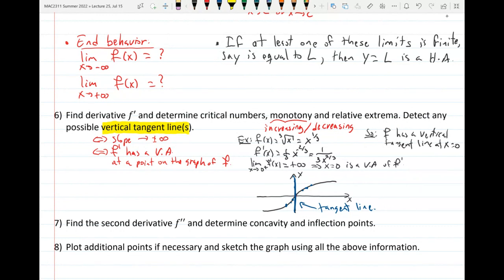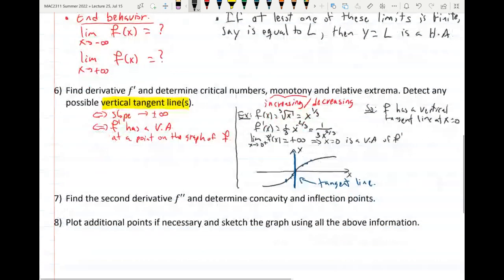All right. So we'll do an example today in which we'll have a function that has a vertical tangent line. That's why I wanted to pause here and give you this little example, just so that you're aware of that. Okay, so we find the first derivative, and determine monotony, relative extrema, and also any possible vertical tangent lines.